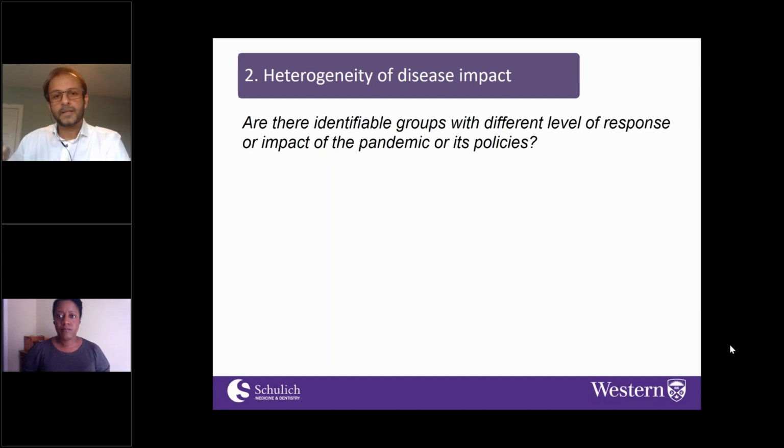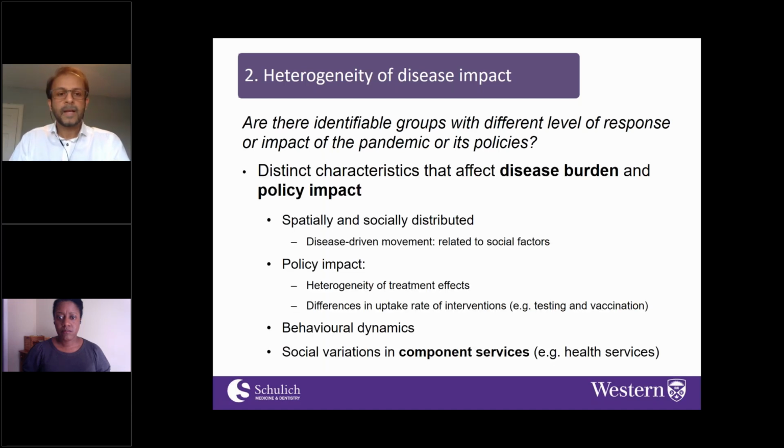So we want to develop models that are mindful of the fact that certain groups have a much higher level of exposure and much higher level of impact, both in terms of how the pandemic is affecting them directly or through indirect effects of lockdown and other policies that are in place, such as the mental health impact of the pandemic. So there are certain distinct characteristics that we need to think about, both in terms of disease burden and policy impact, and these are both spatially and socially distributed differently.